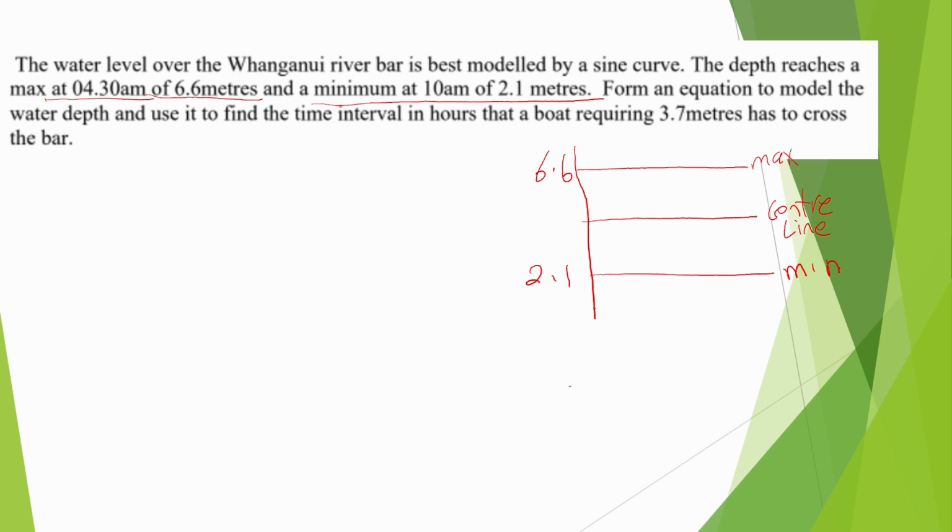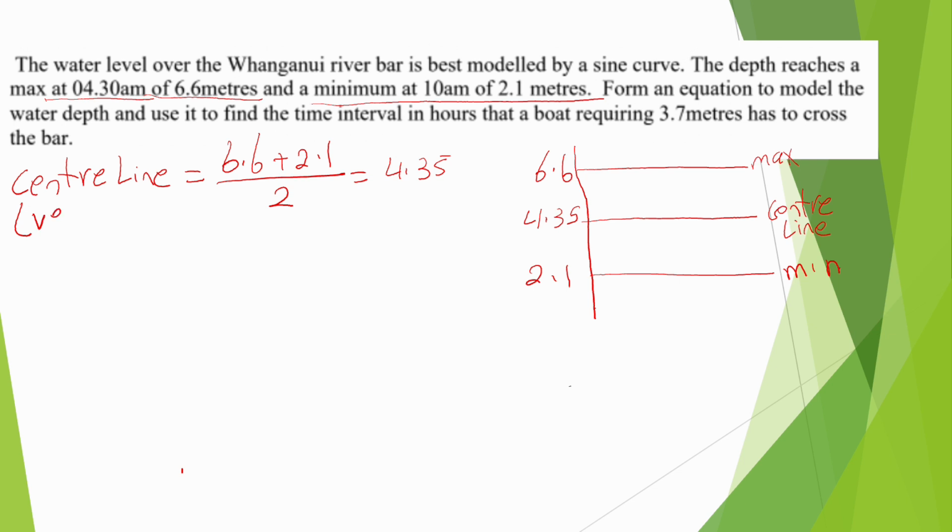Now the center line, we calculated by 6.6 plus 2.1 divided by 2, and that's equal to 4.35. The center line is the same as the vertical shift. I'm just going to write it here, vertical shift.